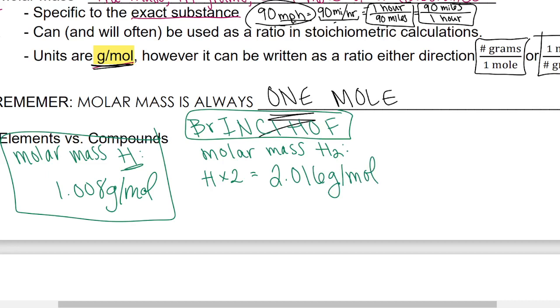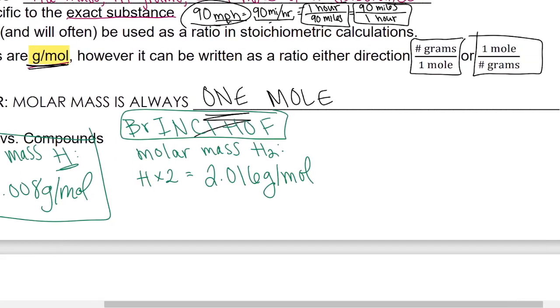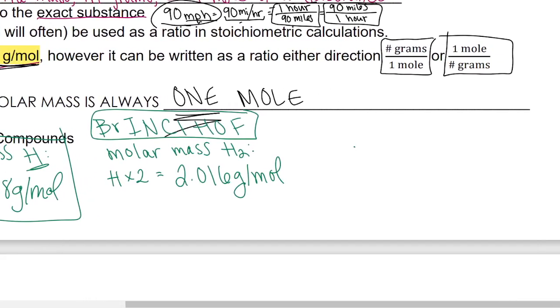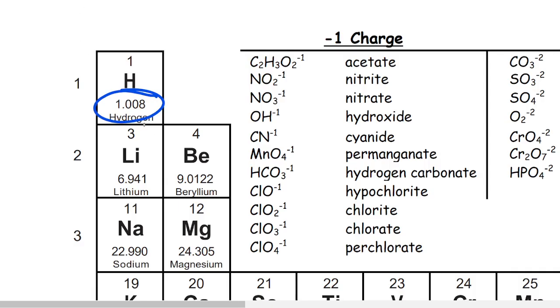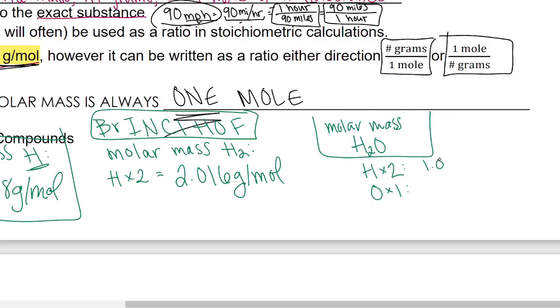You see the difference? Yes, ma'am. Okay. And then if I took this one step further, and I made an actual compound with this, I could take H2O, molar mass of H2O. I would take hydrogen times 2, since I have 2 of them, and oxygen times 1, since I only have 1 of them. The molar mass of hydrogen, again, just comes from my periodic table, so it's still 1.008. But when I multiply it by 2, this is what I get.